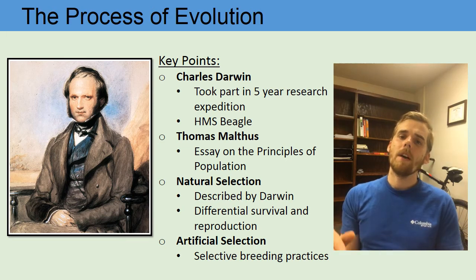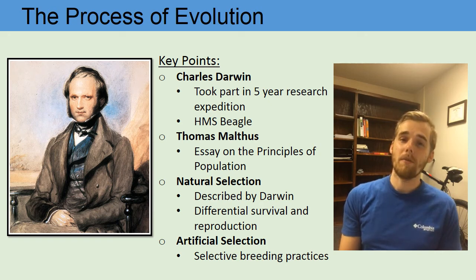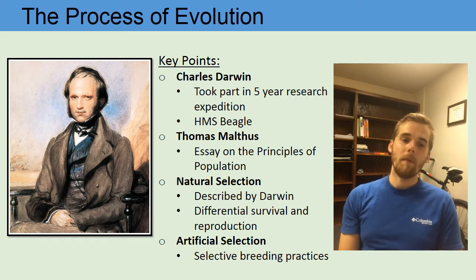So whenever they survive and they reproduce, they pass those survival characteristics along to the next generation, whereas the individuals that do not survive, they don't reproduce, and therefore their poor survival traits are not passed along to the next generation. And this is the basis of evolution by natural selection.